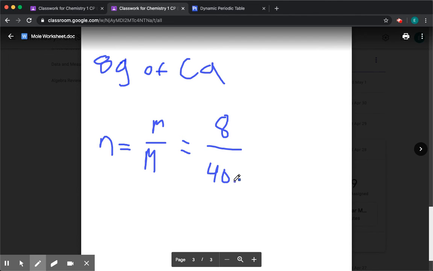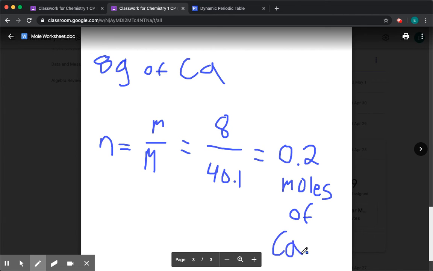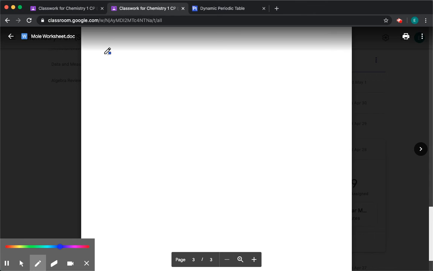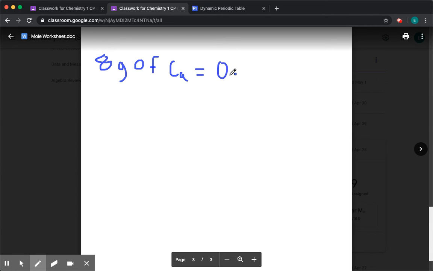Okay. You plug this into your calculator and you get how many moles of calcium you have. So 8 divided by 40.1 comes out to be, I'm going to round this to 0.2. We have 0.2 moles of calcium. Okay, so 0.2 moles of calcium. I'm going to erase this again because I need the space. And so we just figured out that 8 grams of calcium is equal to 0.2 moles of calcium. This is what we have right now.